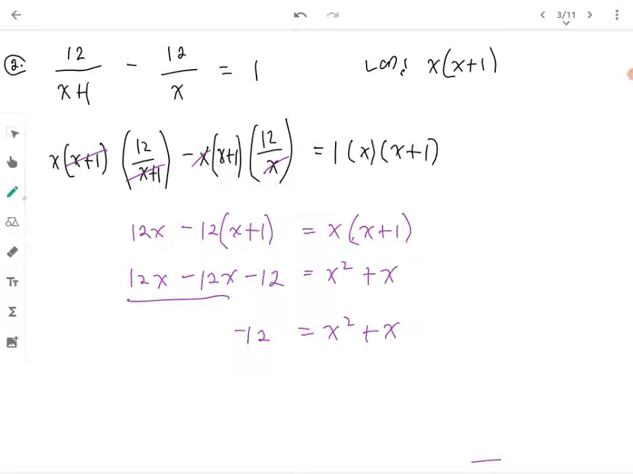It should be x here, sorry. Something like it should be x here. It should be x plus 1 here. Sorry. It should be x plus 1 here. So this should be x. Let me just write it again.